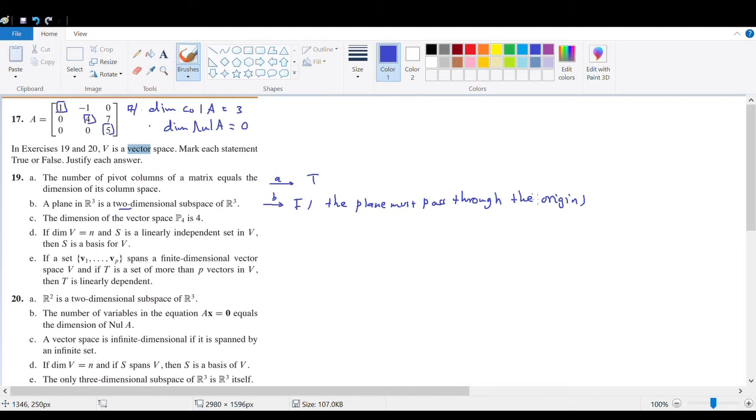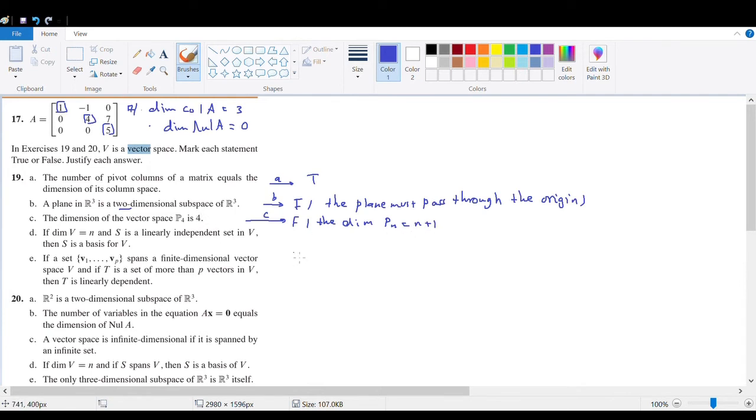Now for C, the dimension of the vector space P4 is 4. This one is false because it coincides with R5. So the dimension cannot be 4, it should be 5. The dimension of Pn is equal to n plus 1. So this one is 5, not 4.